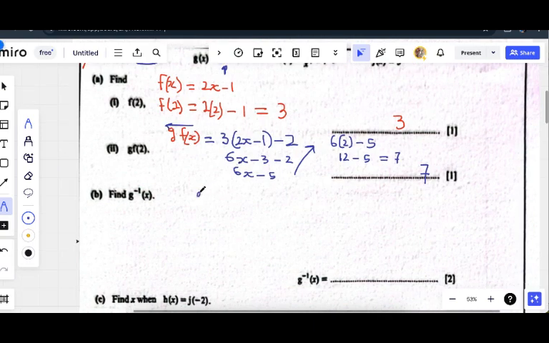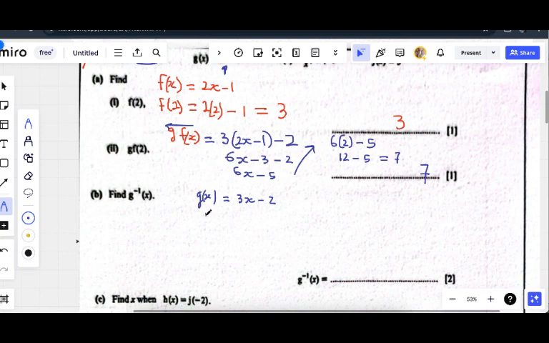So we write g of x equals 3x minus 2. Then, before we start, we make an assumption. We replace this one with y. We say let y equal to g of x, just so that it's easy for us to deal. F of x, g of x, h of x, whatever it is, you can replace them with y. Let y equal to g of x.